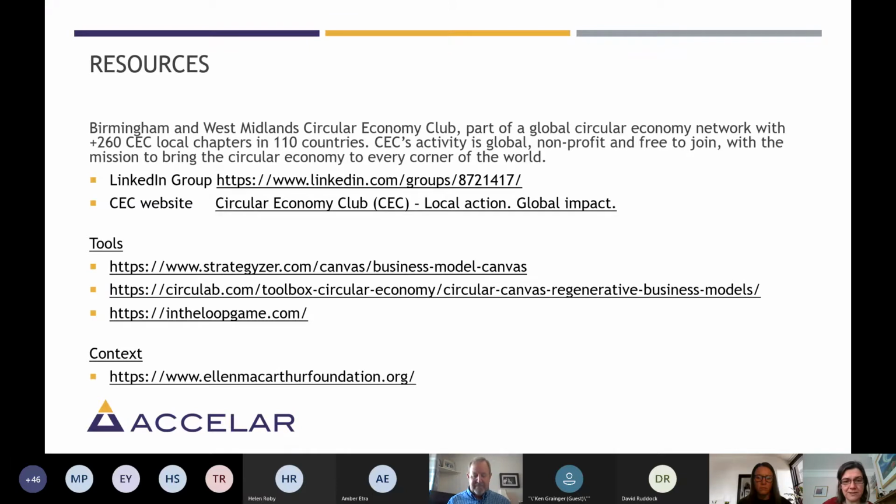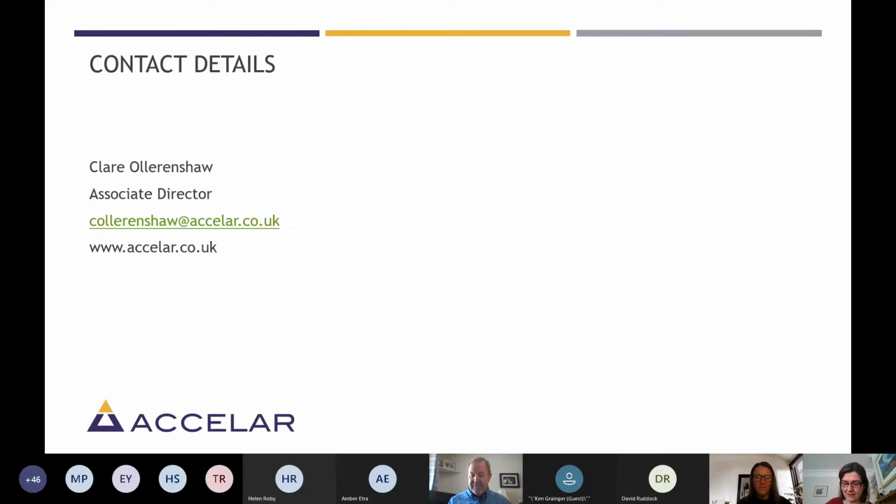There are some tools to help you think through circular economy in more detail in your business model, and indeed a game to help thinking on that. And then I mentioned the Ellen MacArthur Foundation. Go and have a root around their website. There's a lot of interesting stuff on there. And there are my contact details.